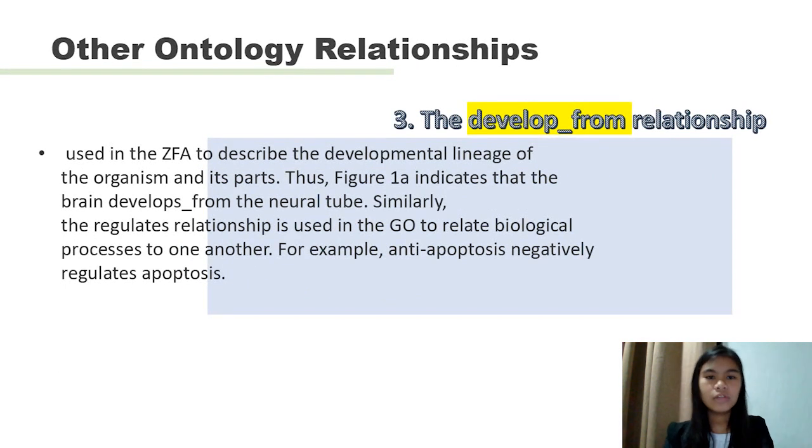So there are other ontology relationships, which is the develops-from relationship. So what is this? It is used in ZFA to describe the developmental lineage of the organism and its parts. So it indicates that the brain develops from the neural tube. Similarly, the regulates relationship is used in the gene ontology, the GO, to relate biological processes to one another. For example, anti-apoptosis negatively regulates apoptosis.